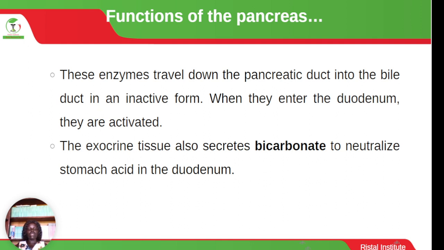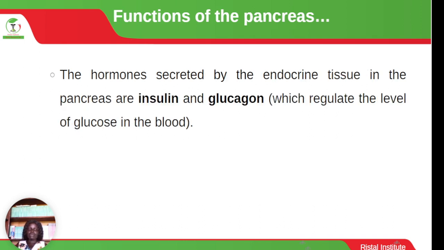So remember, we talked about the acidification of the food when it reaches the stomach. So once it passes the stomach and enters the duodenum, normally the bicarbonates are ready to neutralize the acid that has been passed along with the food. The hormones secreted by the endocrine tissue in the pancreas are insulin and glucagon, which regulate the level of glucose in the blood.